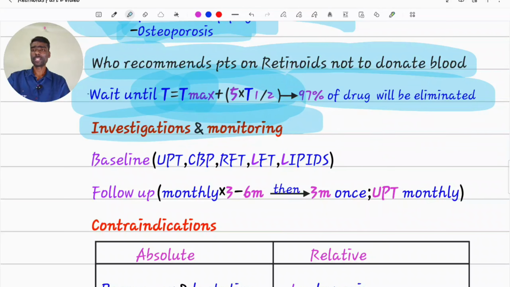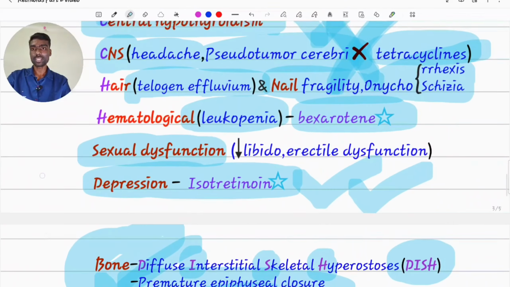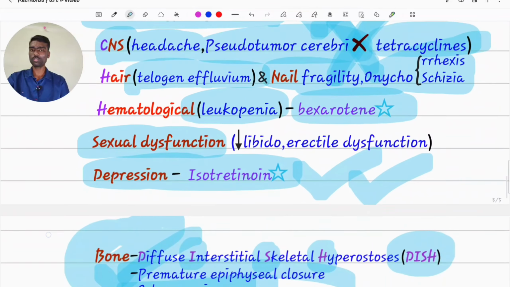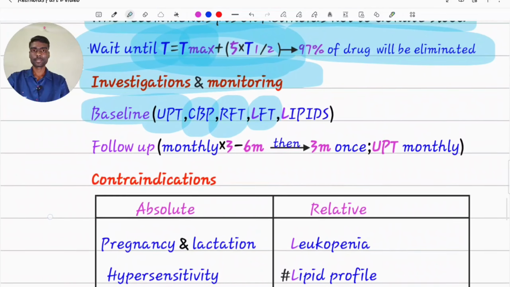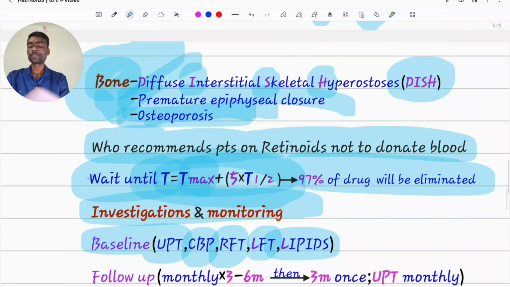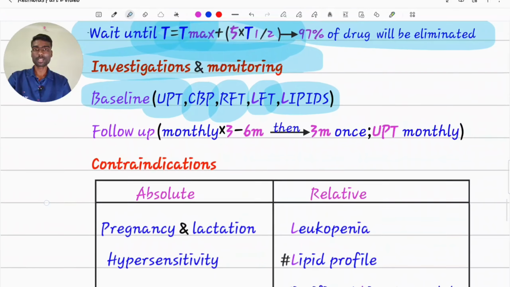Investigations and monitoring. While studying adverse effects itself, we should guess what investigations are required. Baseline urine pregnancy test. Obviously, it is teratogenic. CBP. It is causing leukopenia, agranulocytosis. RFT. It is getting excreted through kidneys only. LFT. It will elevate liver enzymes. Here, liver transaminases are getting elevated. Serum lipids also, so we should do a lipid profile. As a special test, it is involving bone also, so we can do an X-ray also to check the bones.